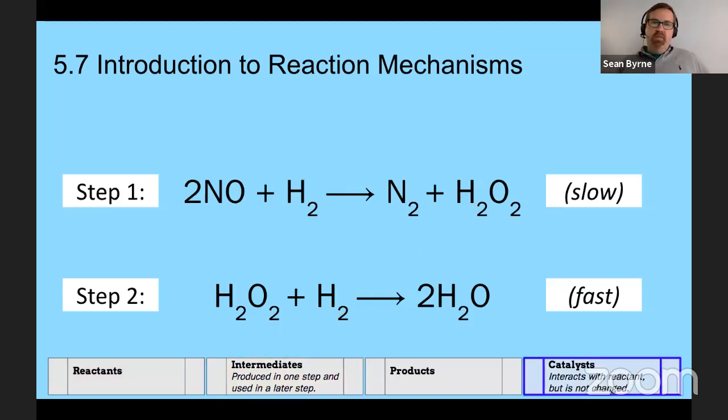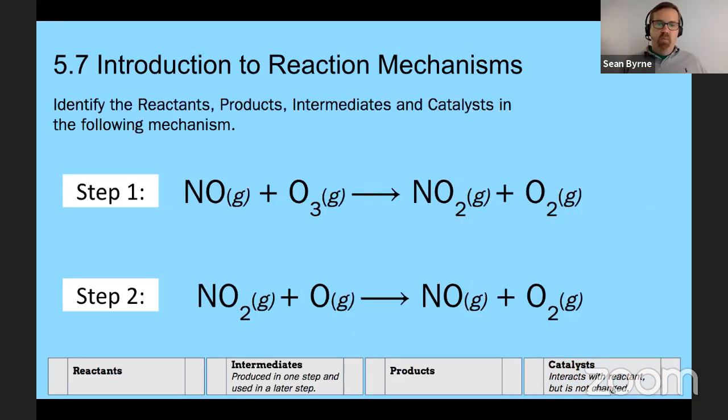These are the four questions you would want to ask yourself every time you look at a mechanism: which are reactants, intermediates, products, catalysts. Okay, and then I have one last example here. I'll give you a hint that this one actually does have a catalyst. Go ahead and identify your 4. Pause if you need to.